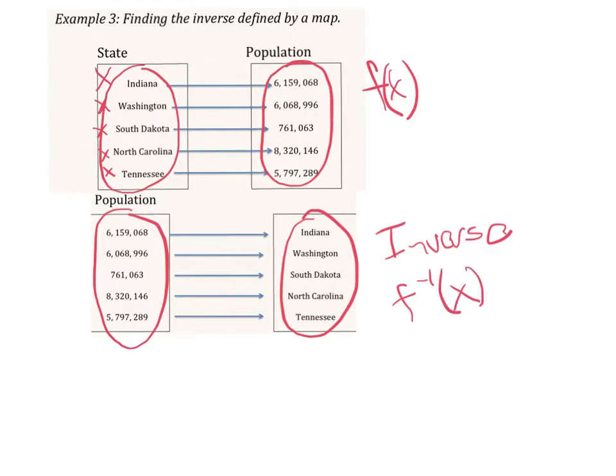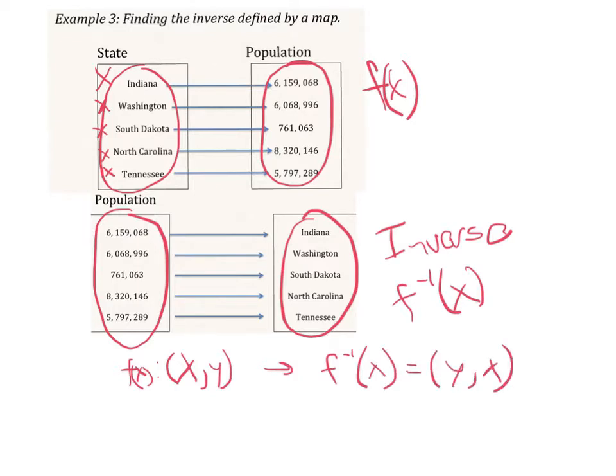If this is f of x up here, then this is f inverse of x down here. So for a map, or for ordered pairs, f of x will be x comma y, and then to make it the inverse, you swap the inputs and the outputs. Y comma x. And that creates your inverse function.